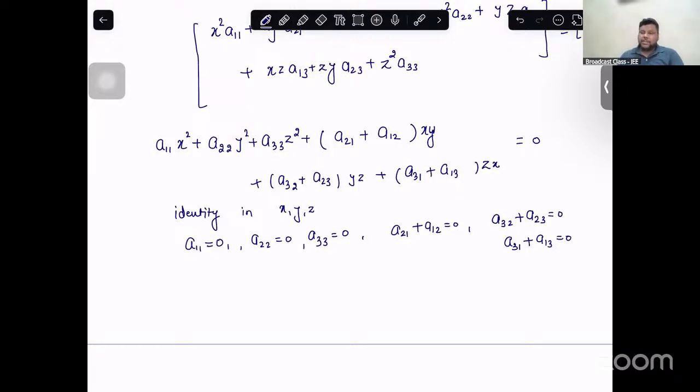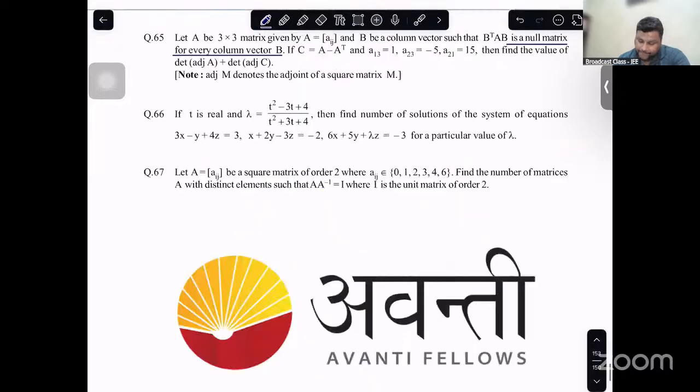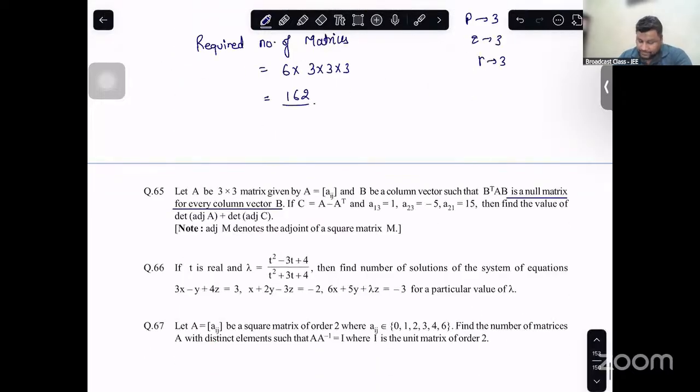Yes or no? And now, if they all are going to be 0, that means A is a skew symmetric matrix. A is a skew symmetric matrix. Now what are they asking? So A is a skew symmetric matrix. That means the determinant of A is going to be 0.